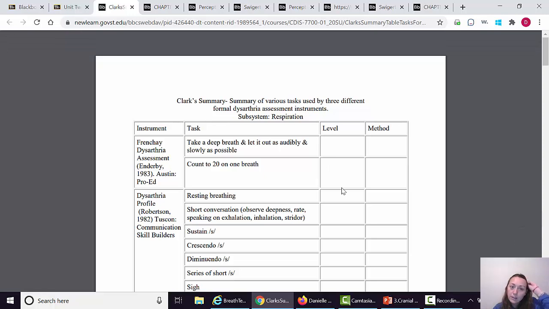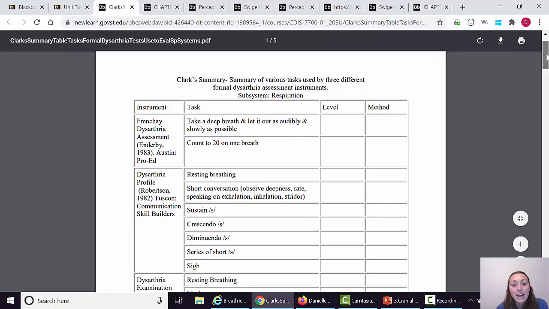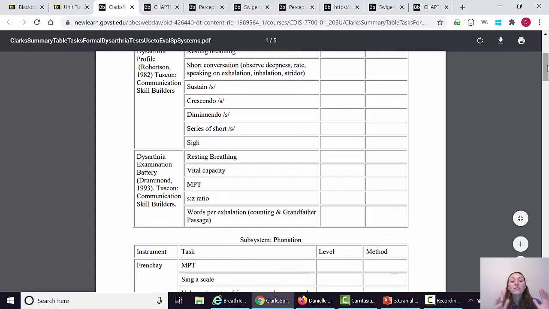And then another task from Clark. Here we go. Looking at different tasks that we would utilize for different domain areas, and where you might see this in a standardized test. So count to 20 on one breath. Oh, that's also in this formal assessment for dysarthria. Looking at some of these different tasks that we might do, and even finding evidence that these tasks have been elicited from a standardized assessment.